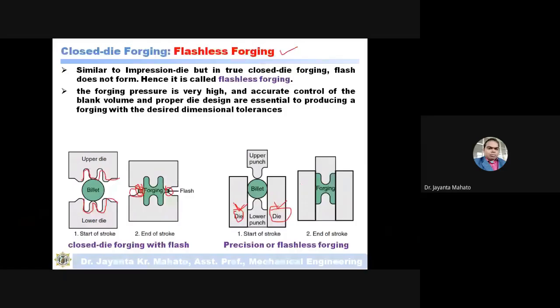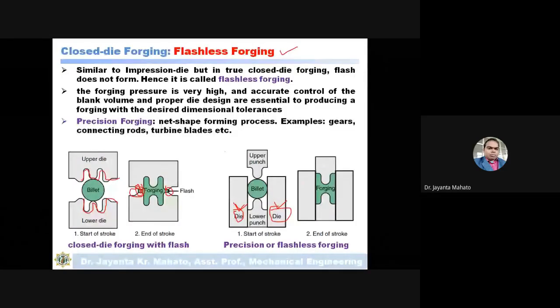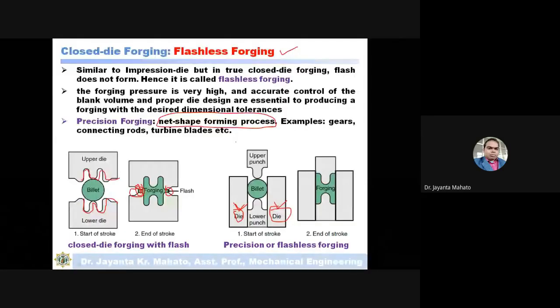Okay. Now precision forging. Precision forging is actually a net shaped forging process. Means with whatever type of shape you require, you can directly get that type of shape. Like the making of a coin. Making of a coin is nothing but forging. So in the head portion you get exactly that shape, and in the tail portion you will get exactly the shape by this precision forging process.